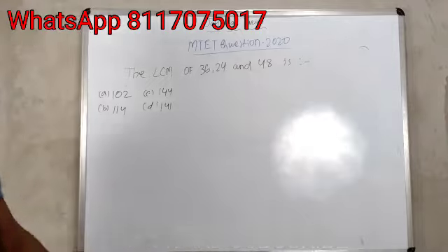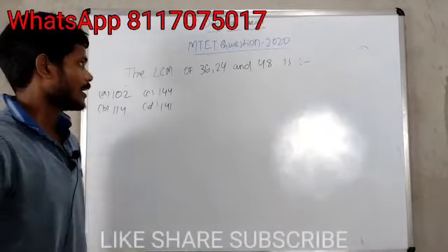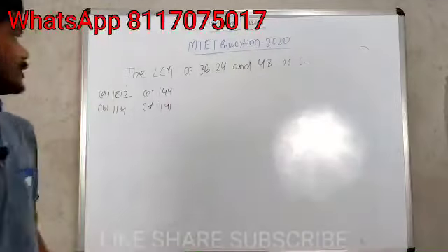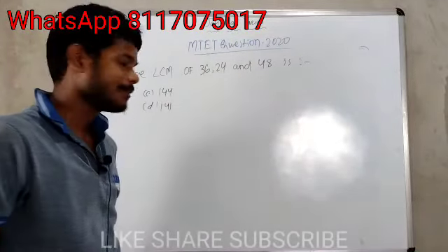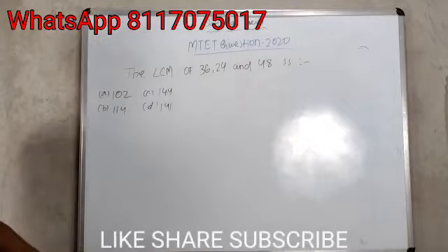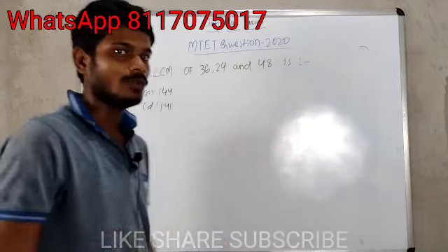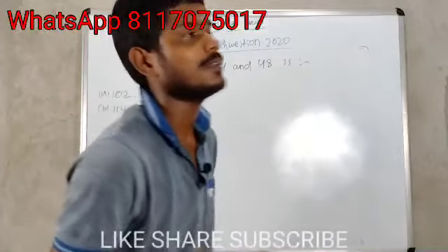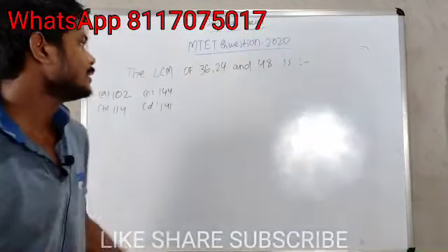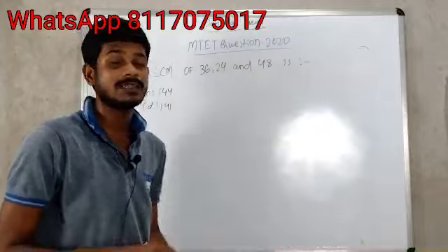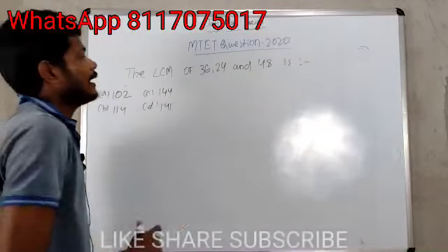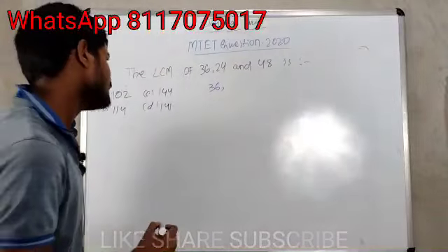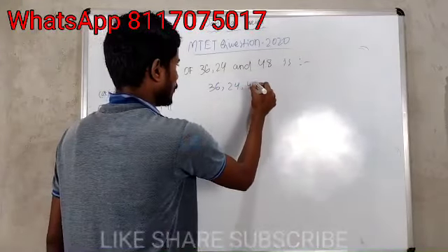Another question is here: the LCM of 36, 24 and 48 is. Then we have to find out what is the LCM of these three numbers. If we are talking about LCM, then we have to know some minimum things, the multiplication table. You have to know the multiplication table, then you can solve this type of question.